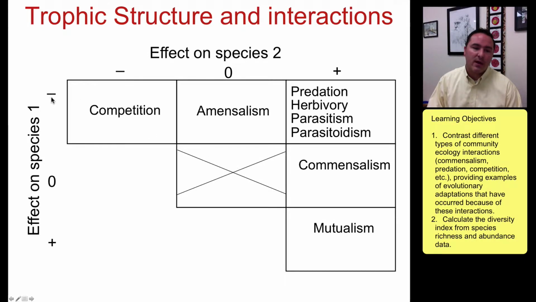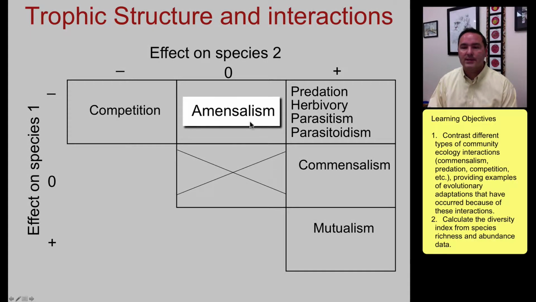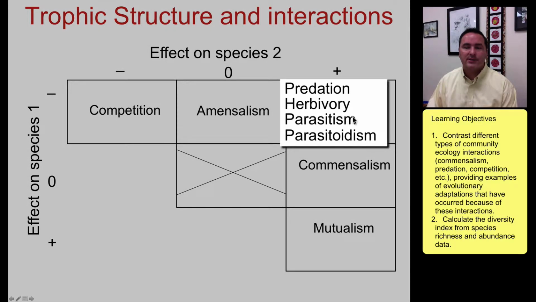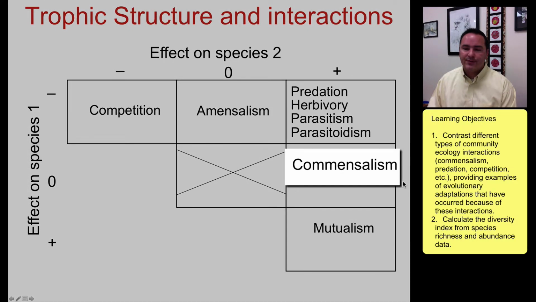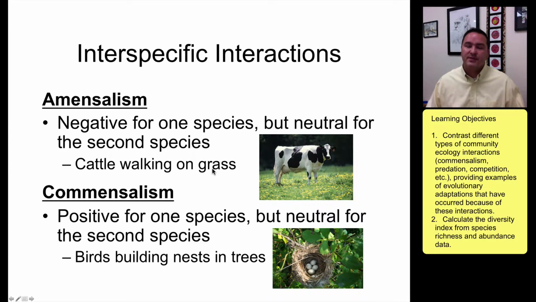You can have a negative relationship, so this is the effect on one species and the effect on the other species. You can have negative-negative, where we call that competition; a negative-neutral, amensalism; a negative-positive, like predation, herbivory, parasitism, and so forth; a positive-neutral, commensalism; and a positive-positive, mutualism. Here are some examples of these in case you're unfamiliar.